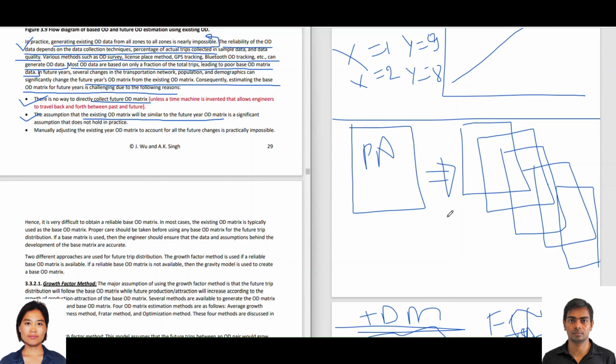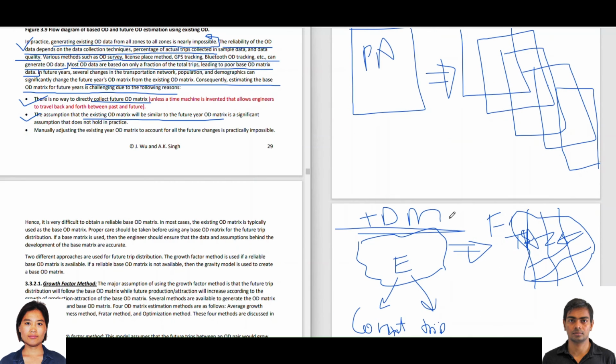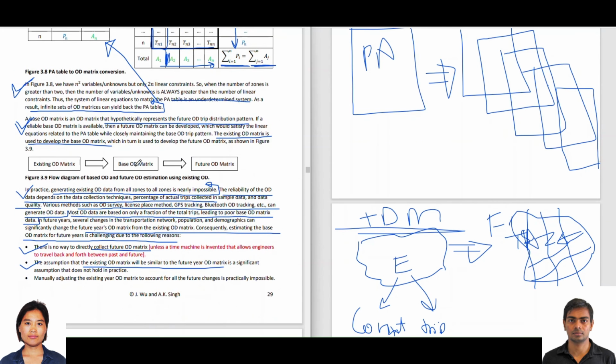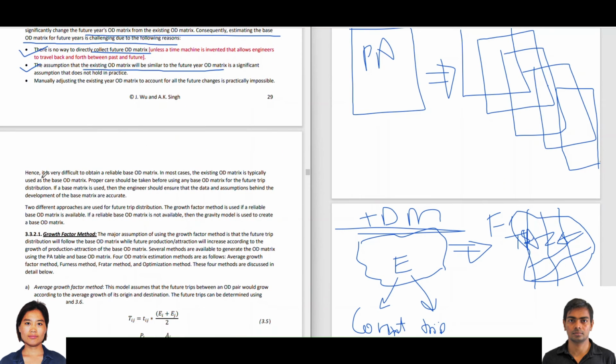So one OD comes from figuring out future land use developments and a future roadway network, and one OD comes from existing counts. Both of them combined together, we developed a kind of equivalent OD called base OD, before we use those base OD to generate future OD matrices.